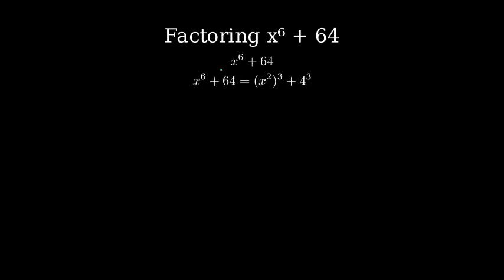We can rewrite x to the sixth plus 64 as the sum of two cubes by recognizing that x to the sixth is the cube of x squared, and 64 is the cube of 4. Now we can use the sum of cubes formula.